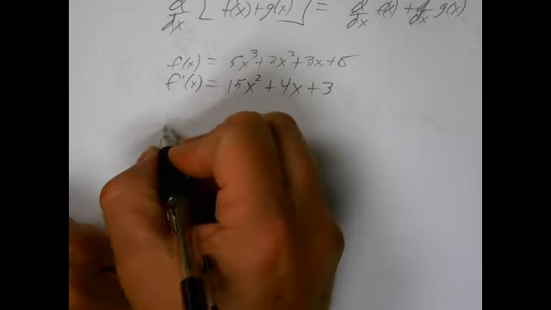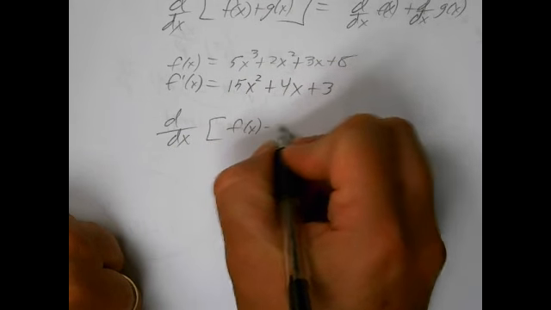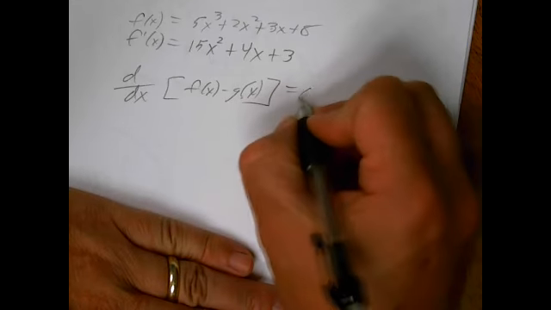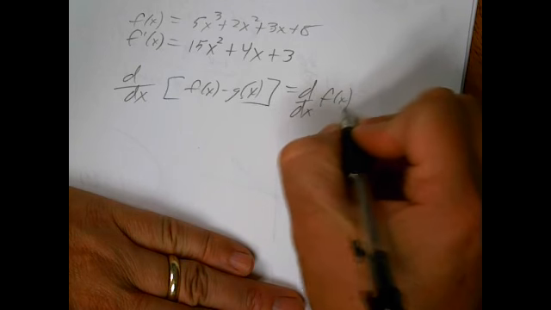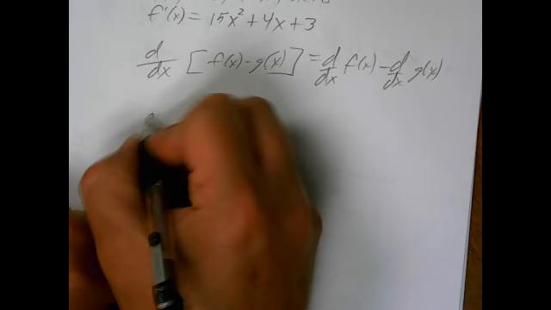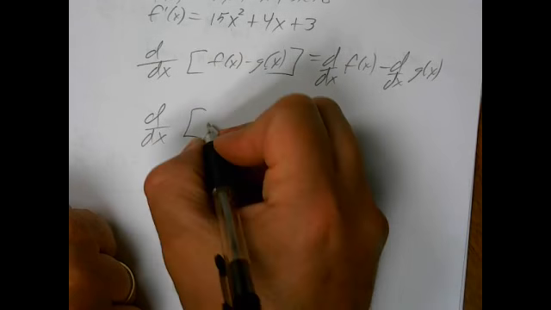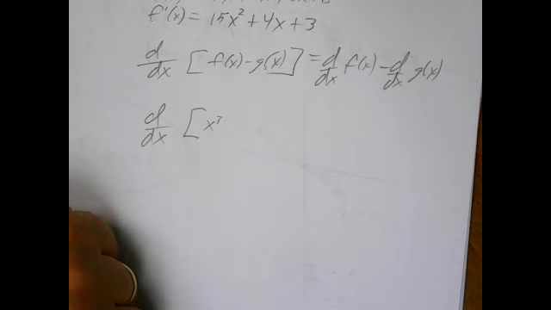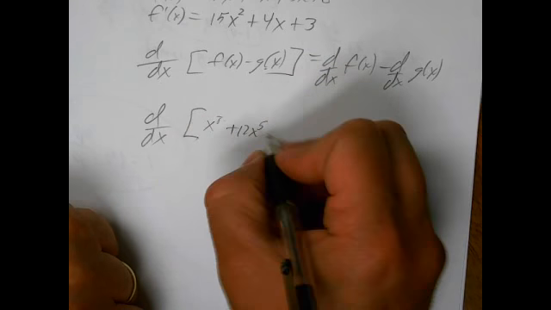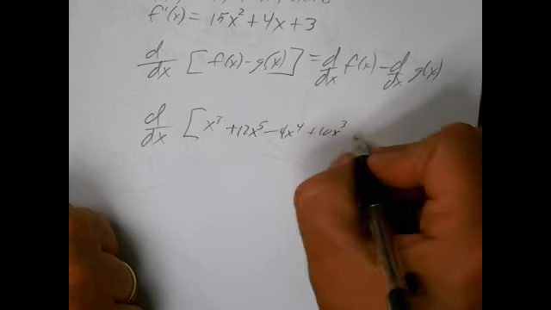We have a sum rule, by the way, and we have a difference rule. It basically says the derivative of a difference is the difference of derivatives. So therefore, the derivative with respect to x of x to the 8th plus 12x to the 5th minus 4x to the 4th plus 10x cubed minus 6x plus 5.